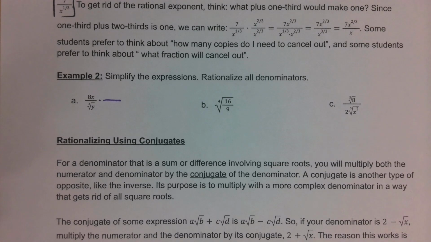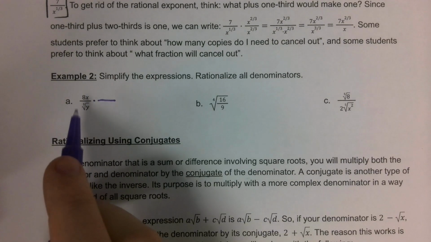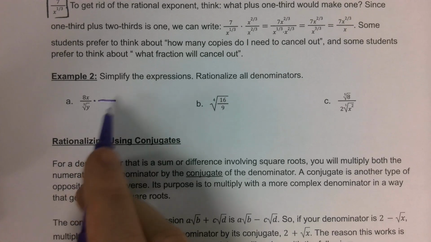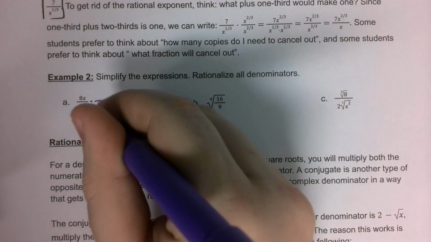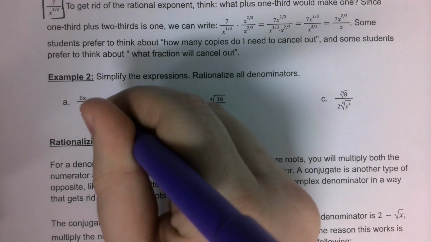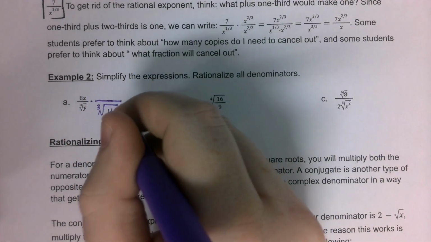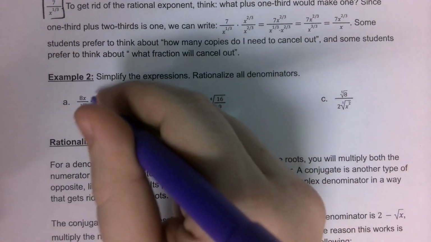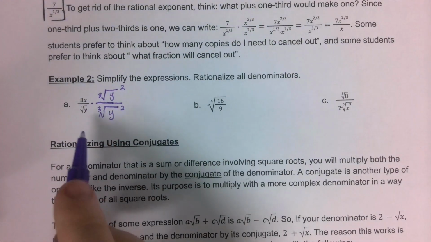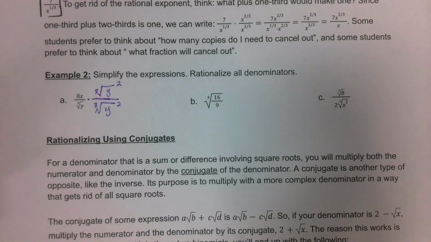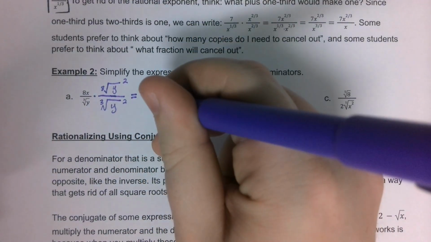To cancel out a cube root, how many copies do I need? 3. If it's a cube root, a cube will cancel out. I have 1 copy here. How many more do I need over here? I need 2 more copies. So we write that as the cube root of y squared. And again, the square can go inside or outside. They're both equivalent. The cube root of y squared cancels it out, because now there's 1 copy plus 2 copies. That makes 3 copies of the cube root of y.